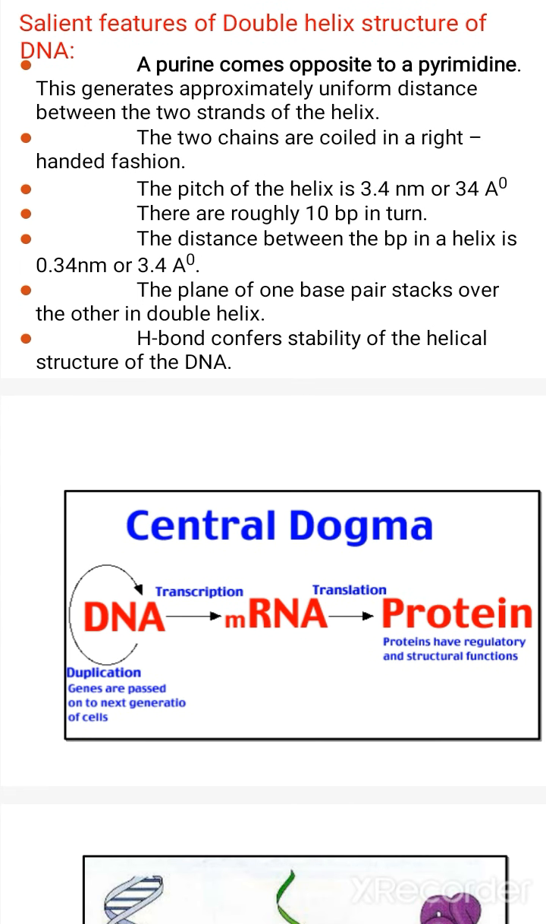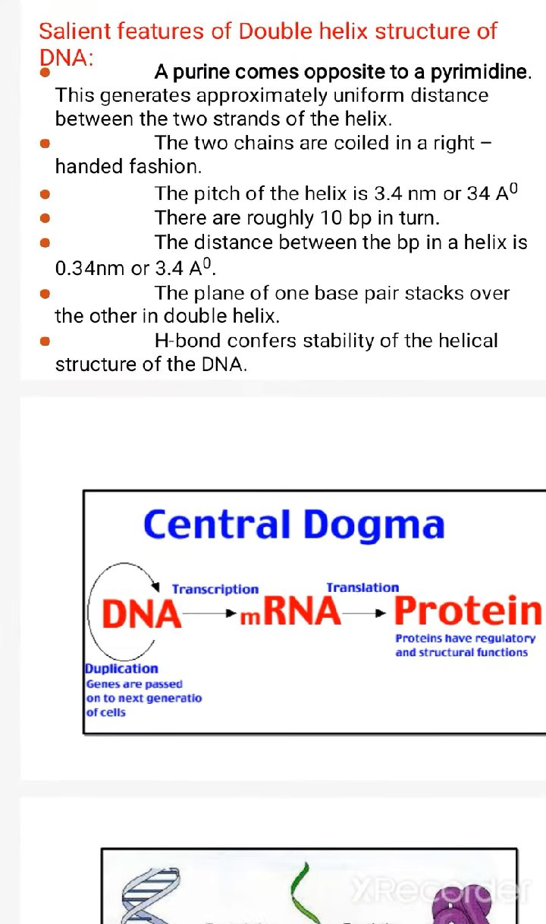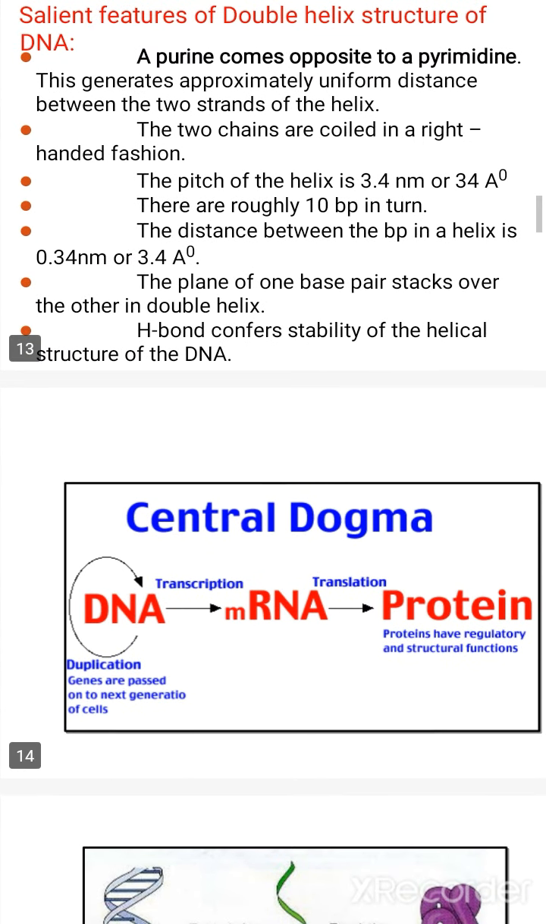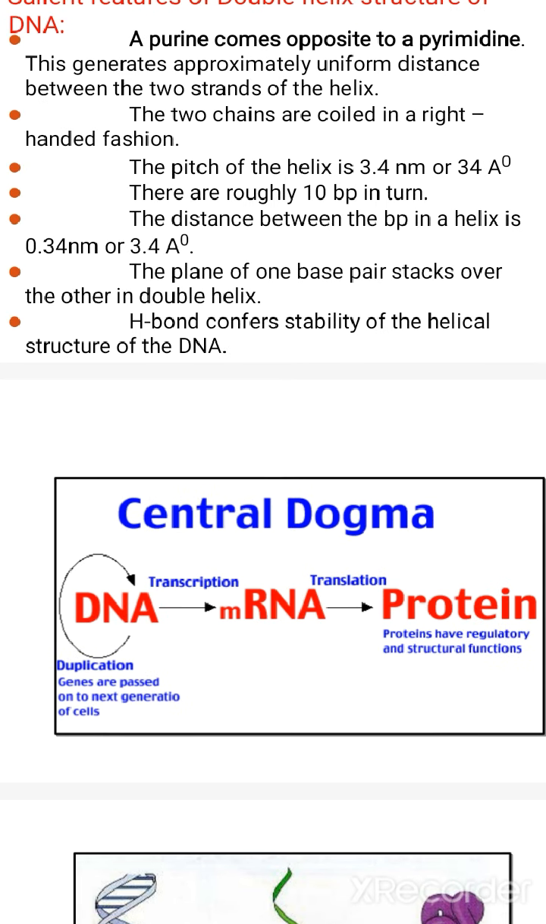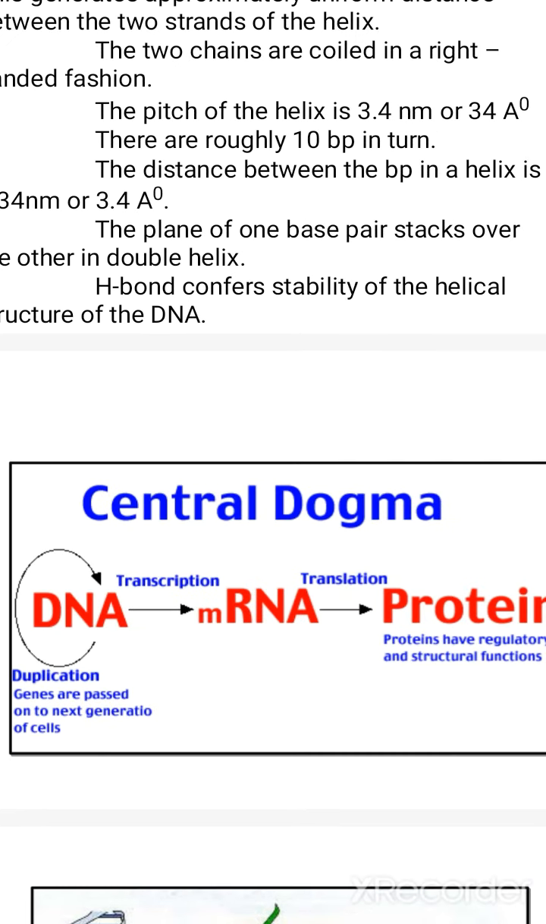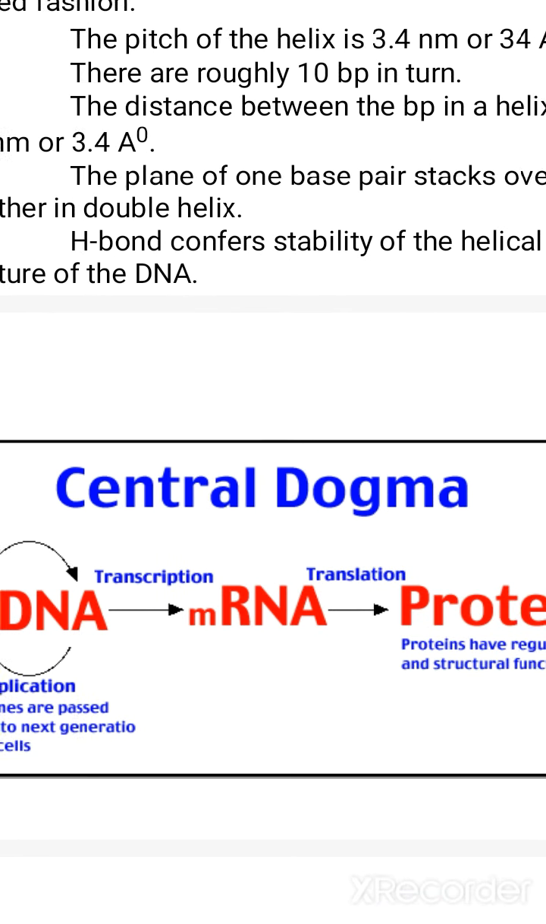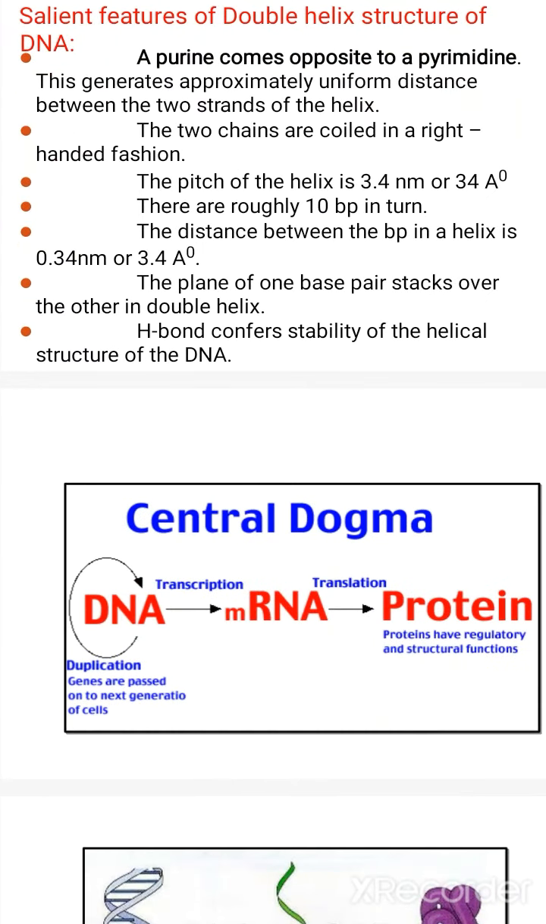Here the DNA transcribes to form mRNA, and the mRNA translates to form protein. This we call the central dogma theory. In between, the DNA duplicates to form its own DNA during cell division. That is what you call duplication. DNA to RNA is called transcription, and RNA to protein is called translation.